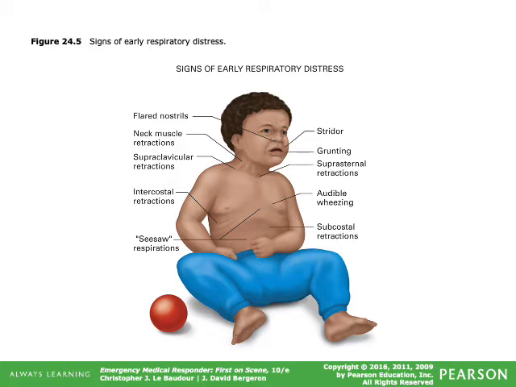This is just the image of an individual in early respiratory distress. Notice the flared nostrils. See that the neck muscles are retracted. You may have supraclavicular retractions. Intercostal muscles may be being used. You may see seesaw respirations. You may hear stridor, grunting, suprasternal retractions, audible wheezing, and subcostal retractions.